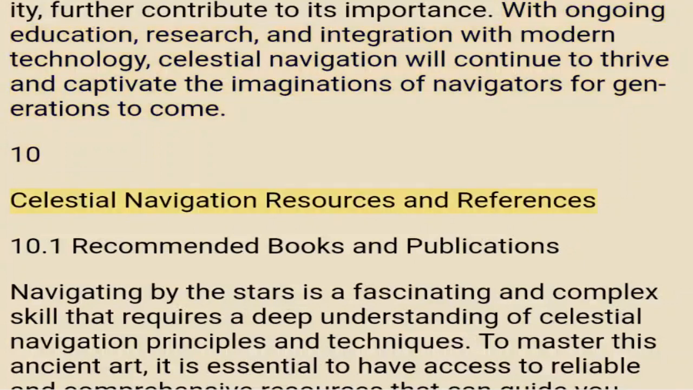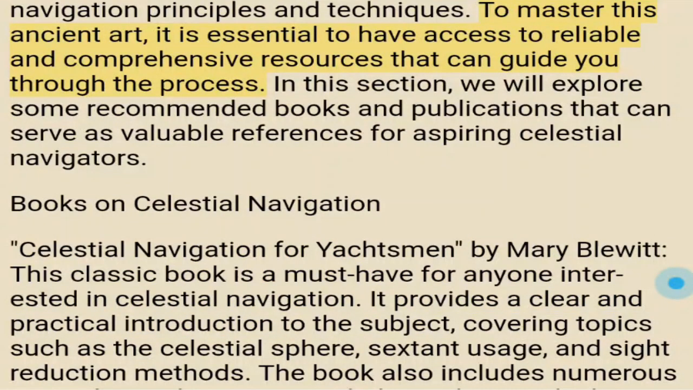10. Celestial navigation resources and references. 10.1 Recommended books and publications. Navigating by the stars is a fascinating and complex skill that requires a deep understanding of celestial navigation principles and techniques. To master this ancient art, it is essential to have access to reliable and comprehensive resources that can guide you through the process. In this section, we will explore some recommended books and publications that can serve as valuable references for aspiring celestial navigators.